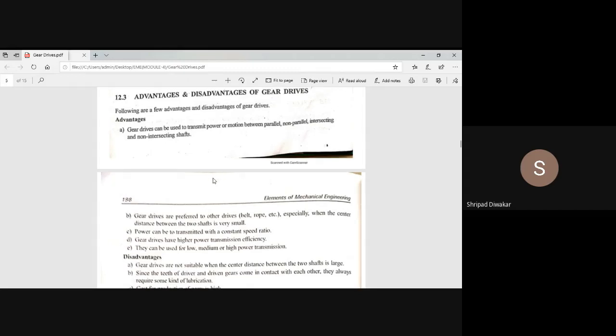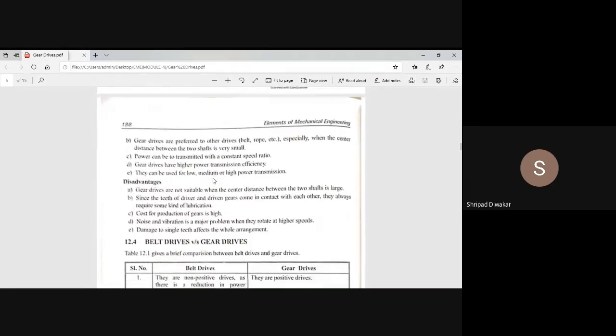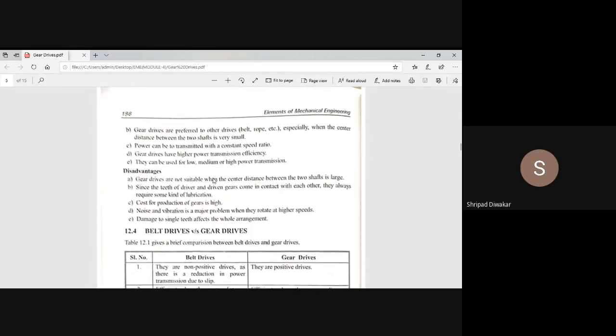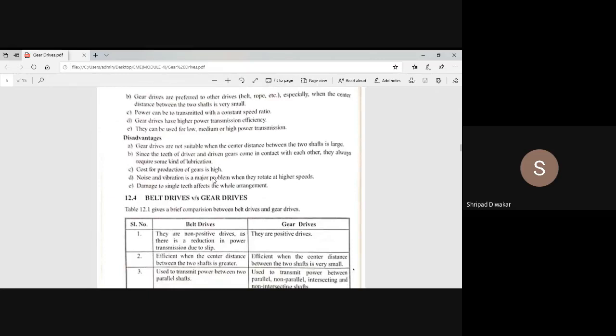Next, gear drives are preferred over belt drives mainly because the center distance between the shafts is small. Whenever the center distance between two shafts is small, it is very difficult to transmit the power by means of a belt drive. In that case, we prefer gear drives. Gear drives are most efficient when the center distance is small, they have the highest power transmission ratio, and they can be used for slow, medium or high power transmission.